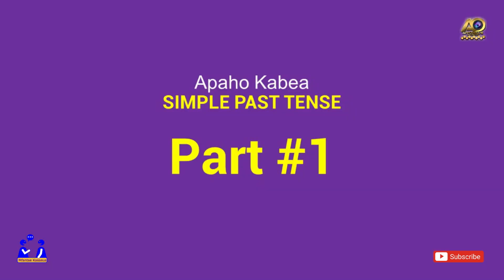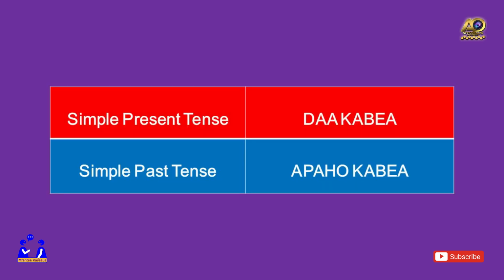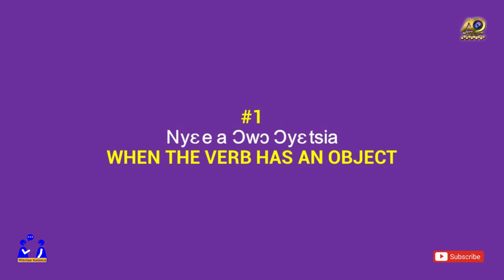Welcome back. In the simple present tense lesson, we said we call it da kabia. With this lesson, that is the simple past tense, we call it apahon kabia. I would want to make this clear before we proceed with today's lesson. Today, we are looking at the simple past tense. That is when the verb has an object.